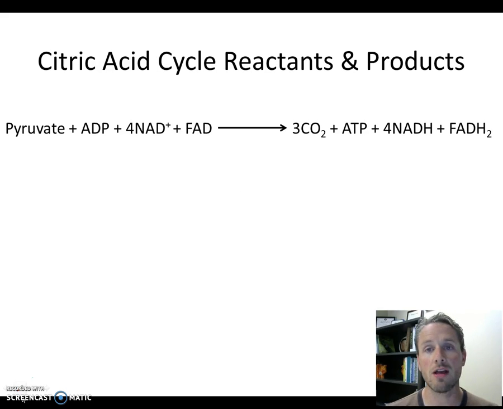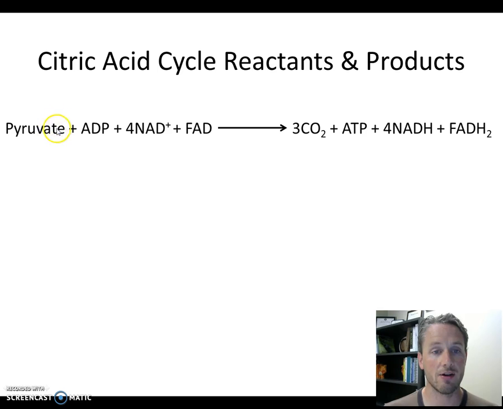Okay, so the overall chemical equation for the citric acid cycle is shown here. Again, we're going to begin with the pyruvate that we made during glycolysis, and then we're going to need some of these energy carrier molecules we've talked about before. We're going to break pyruvate apart in the chemical reactions of the citric acid cycle, and we're going to produce 3 carbon dioxides, and then some of these energy carrier molecules that now contain energy we took from pyruvate.